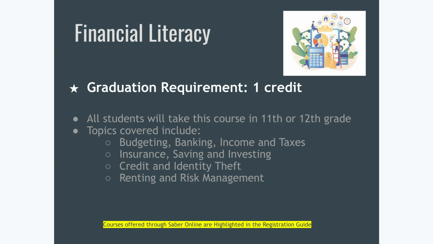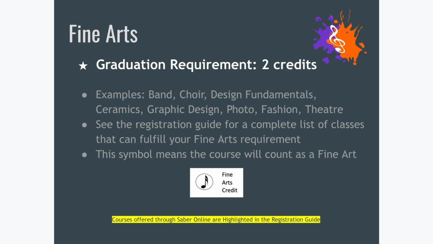Financial literacy is another graduation requirement. It is 1 credit, 1 quarter long, and this course is taken as an 11th or 12th grader. And you will go over topics that you can see here on the slide, like budgeting, banking, insurance, savings accounts, credit and identity theft, rent, risk management, those adulting skills. So that is a requirement as well.